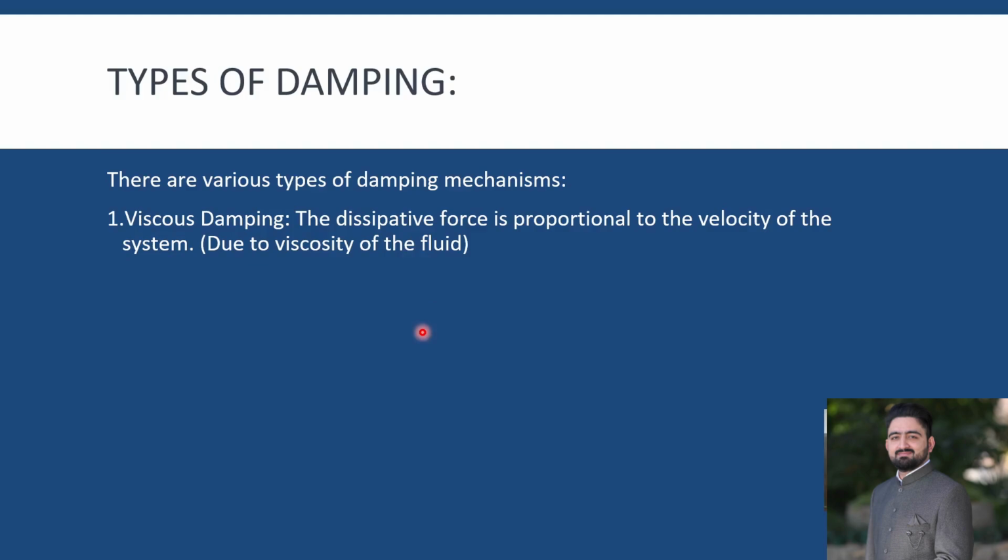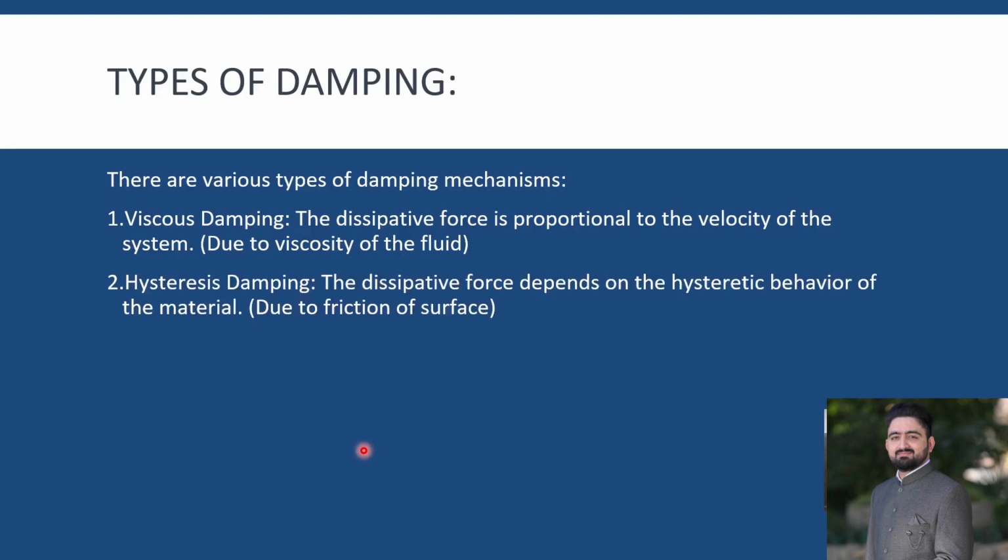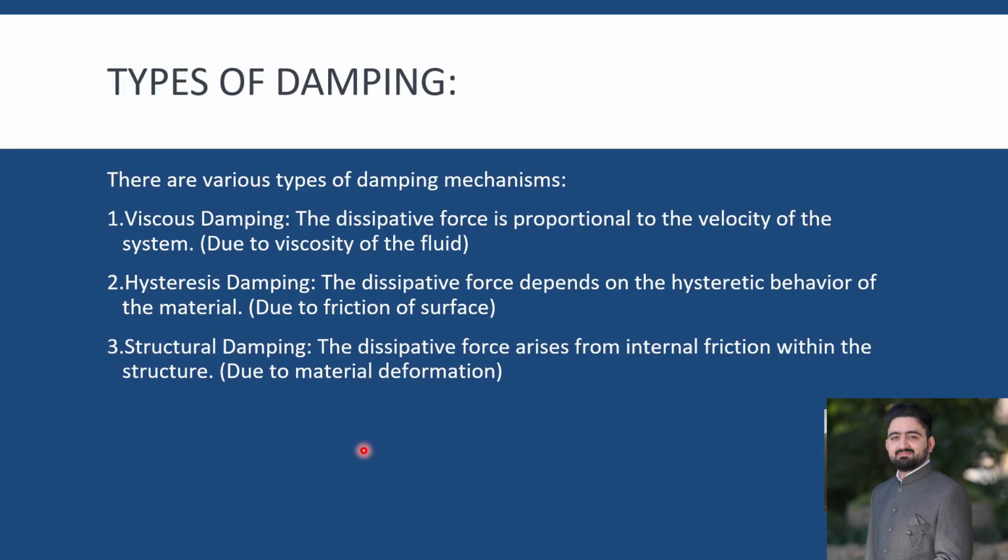Hysteresis damping arises from the hysteretic behavior of materials in contact with each other, for example, in a crankshaft mechanism or crank slider mechanism. When the system undergoes cyclic loading, the energy dissipation occurs due to the internal friction at the contact surfaces. Structural damping: the dissipative force arises from internal friction. This internal friction may be the bending, compression, or stretching of the bulk, and basically it is dependent upon the material properties.